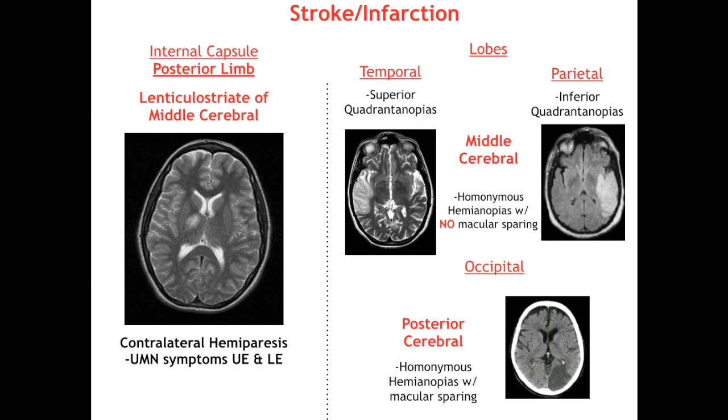So depending on the size of the lesion, an infarct of middle cerebral can cause a quadrantanopia or a homonymous hemianopia with no macular sparing, whereas an infarct of the posterior cerebral artery will only result in a homonymous hemianopia with macular sparing. And that's it for the vascular pathologies.